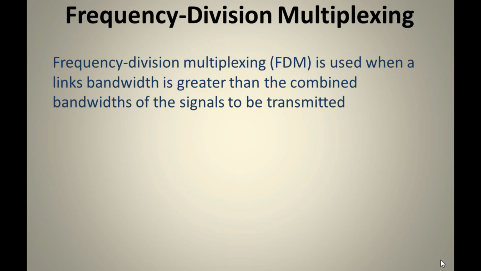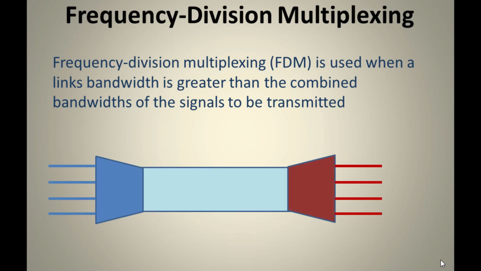Frequency division multiplexing is used when a link's bandwidth is greater than the combined bandwidths of the signals to be transmitted. We have a single link, and the bandwidth available for that link is very large, and the channels which are transmitting the signals have very low bandwidth. Here we have this example. This is the link in the center, and on the left side we have 4 channels which are transmitting the data, and on the right side we have 4 channels which are receiving the data. This is the bandwidth of the link. This arrow shows the wide link which is available.